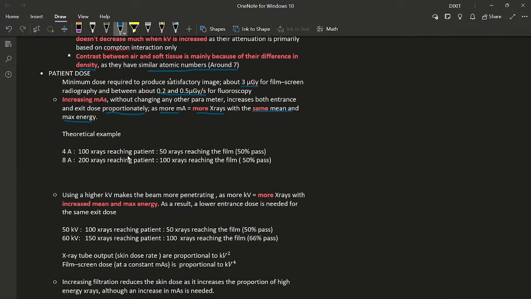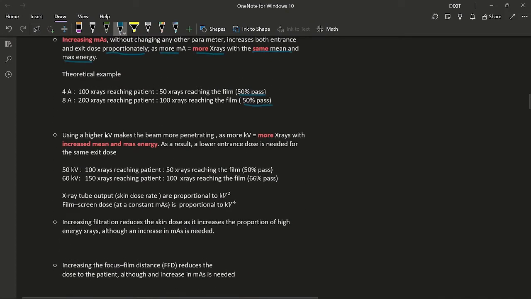Suppose at 4 ampere you have 100 X-rays reaching the patient, and out of that 100 X-rays, 50 pass through the patient and reach the film. So you have a 50% pass rate of the X-rays. In another case, if you are applying 8 ampere of current, 200 X-rays will be produced, which will reach the patient, and out of that 100 X-rays will reach the film. Here also the percentage is maintained, a 50% pass rate. So you note that increasing the mA does not increase the proportion of the X-rays that are passing. The proportion will be the same.